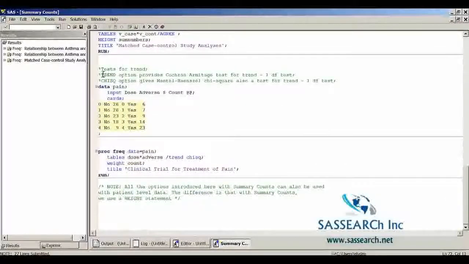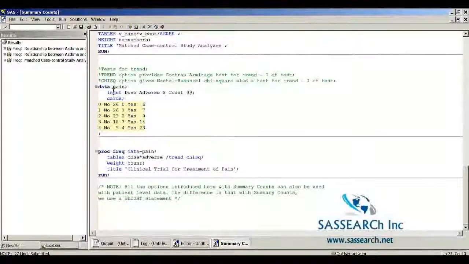The last thing I want to show is the test for trend. And so again, we're dealing with summary data. And again, I want to point out that these options we're using in Proc Freq with our summary count data are options that could be used if we had regular patient level data.